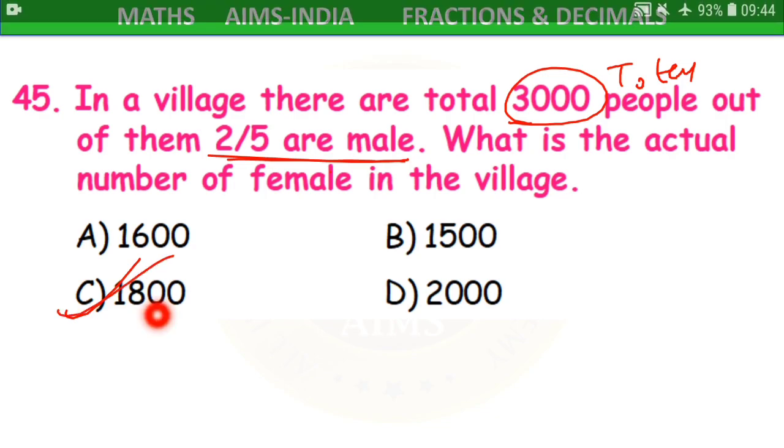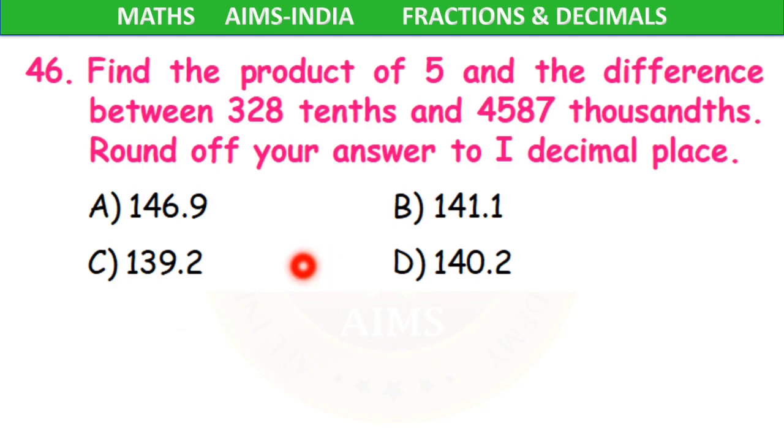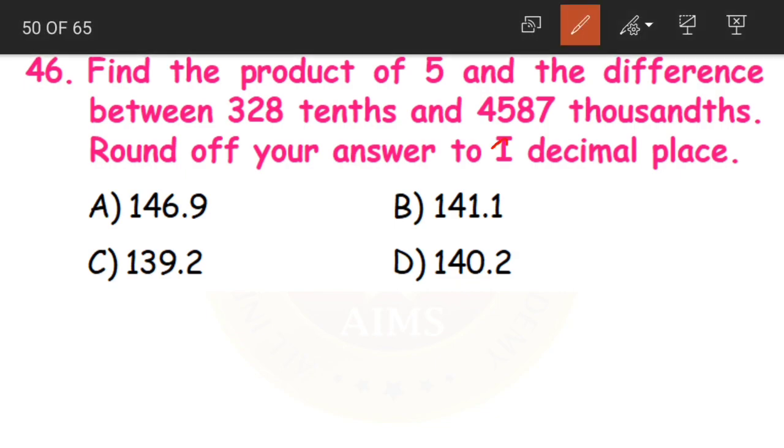I hope this is clear. First we found out the number of males, and when we subtracted the number of males from the total number of people in the village, we got our number of females in the village. Next question 46, and this will be the last question for today, children. Find the product of 5 and the difference between 328 tenths and 4587 thousandths. Round off your answer to one decimal place.